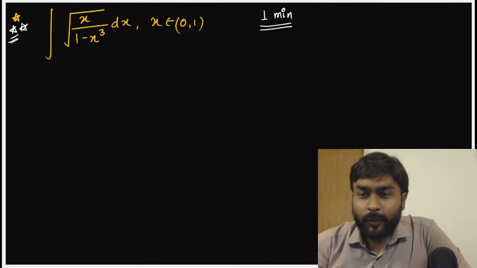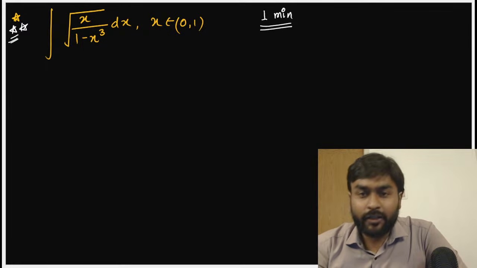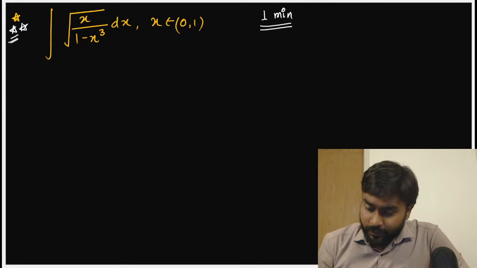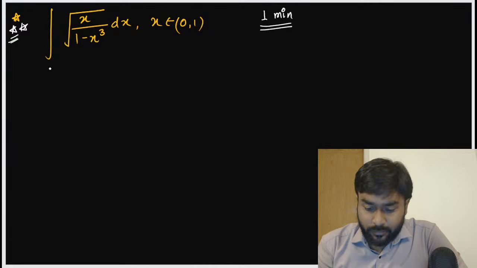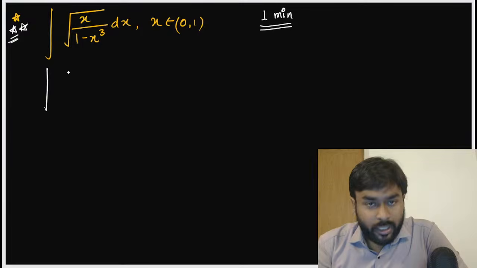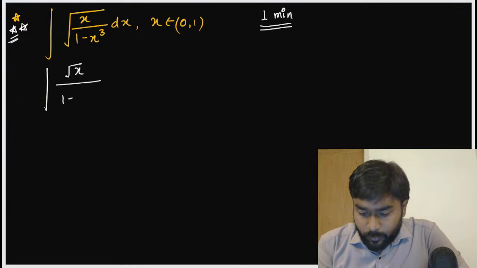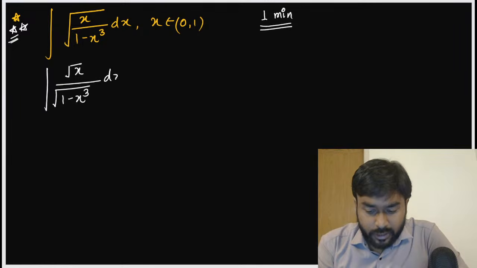Okay, so what will be my idea in this one? How can we do it? I will give you some hint, then you can try. See, this square root of x is here. If you break this root, you can write root of x divided by 1 minus x cube, all under root, dx, correct?